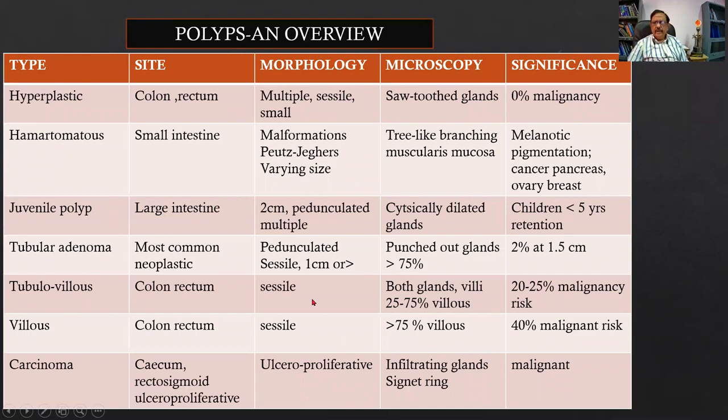This is a tabular column that you people should leisurely learn by heart. It gives a summary of the entire gamut of changes that you see in the polyps. The range of polyps are given over here. What is the site, morphology, the microscopy, and the significance. Is it clear? For example, a villous adenoma, you find that there is 40% malignant risk, whereas in a tubular adenoma, it is much less, depending on the size. Juvenile polyp more commonly seen in the children. I would like you people to kindly learn this one by heart. I will not be repeating it because it has been covered elsewhere.